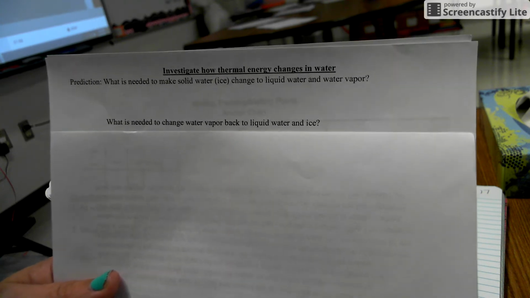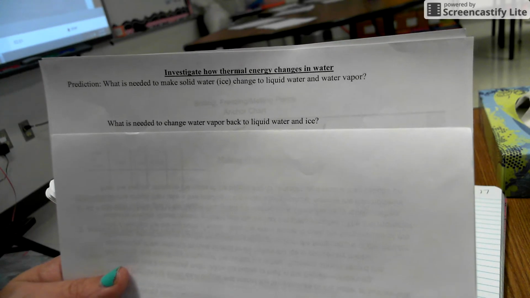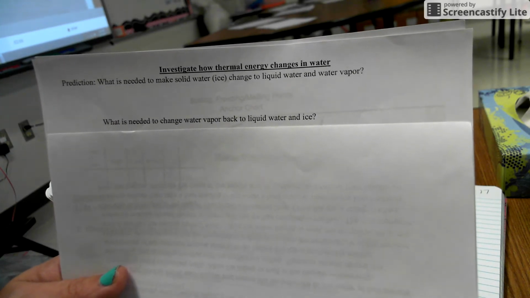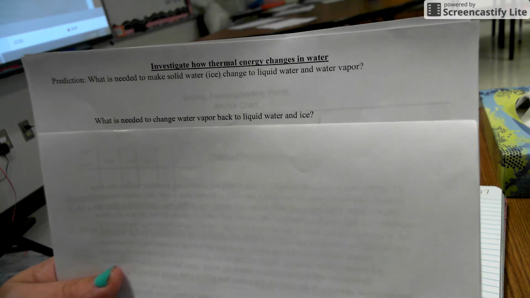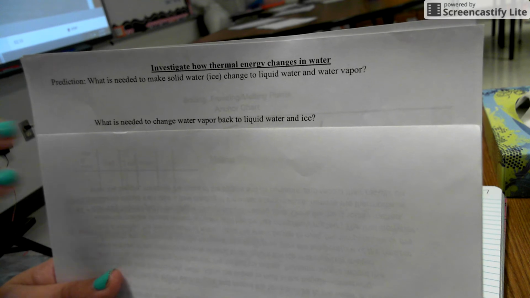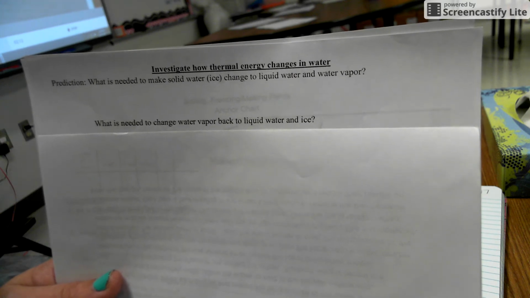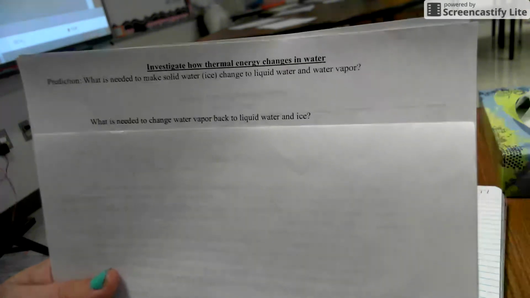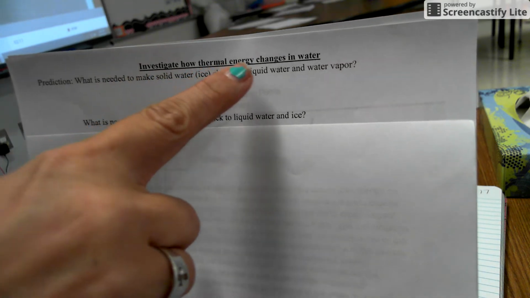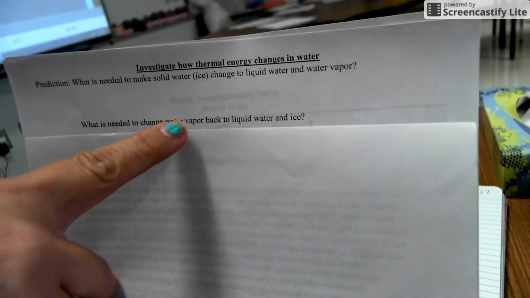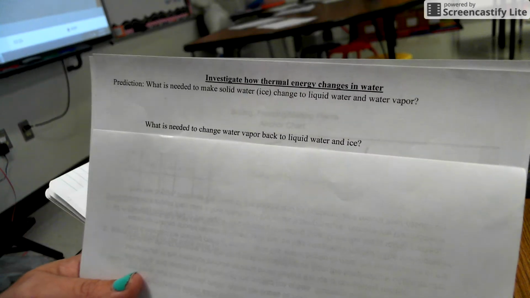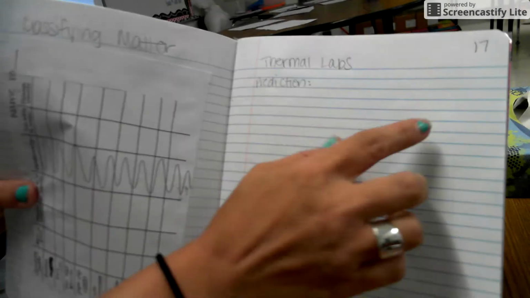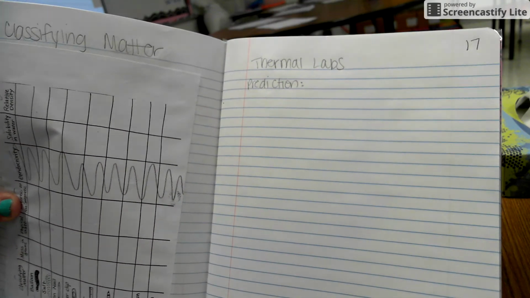So I want you to predict what is needed to make a solid water, like ice, change to liquid water and water vapor. So what is needed to change water vapor back to liquid water and ice? So I'm going from ice to liquid to water vapor, and then water vapor back to liquid, back to ice. So make your prediction of what is needed on page 17. You're not writing the question, you're just writing your prediction right here. Go ahead and do that now.